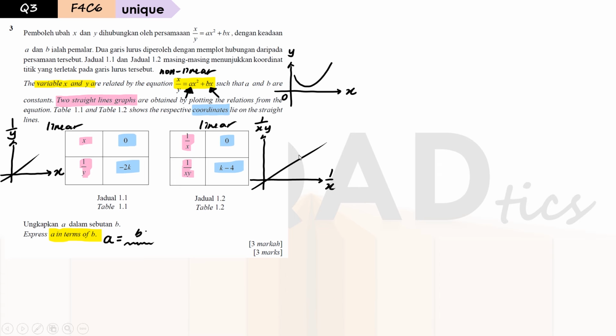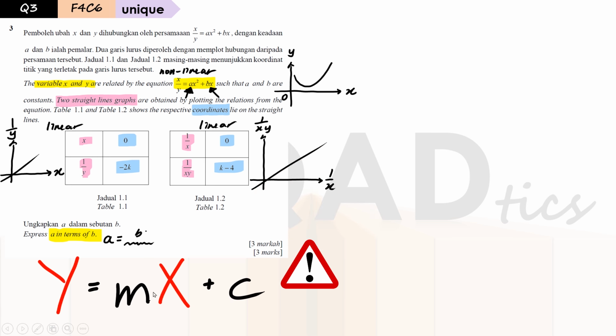Okay, so to find out the equation of a straight line, we will always use y equals mx plus c, right? But this time, we are going to use big Y and big X. Okay, we are not using back the equation that we use all the time, which is y equals mx plus c, right? Because now, the axis is a little bit different. It's not small x and small y anymore. So now it's 1 over x and 1 over xy. X and 1 over y. Very different already. So we are going to use big Y and big X, right?